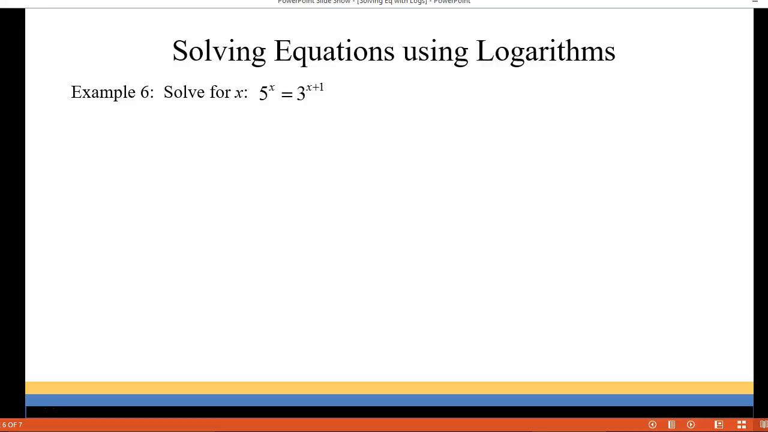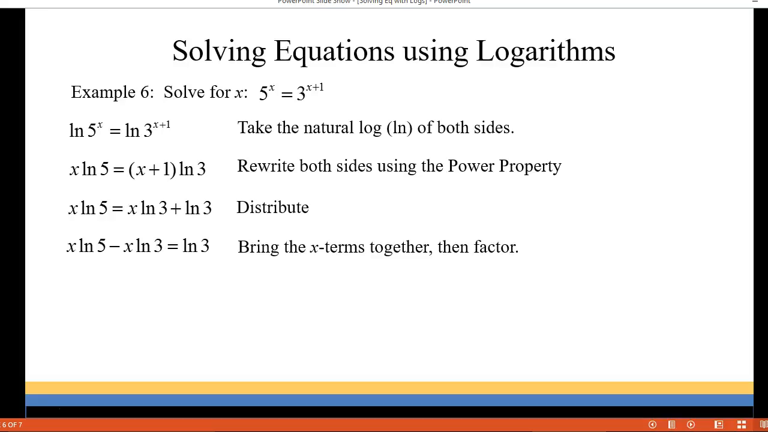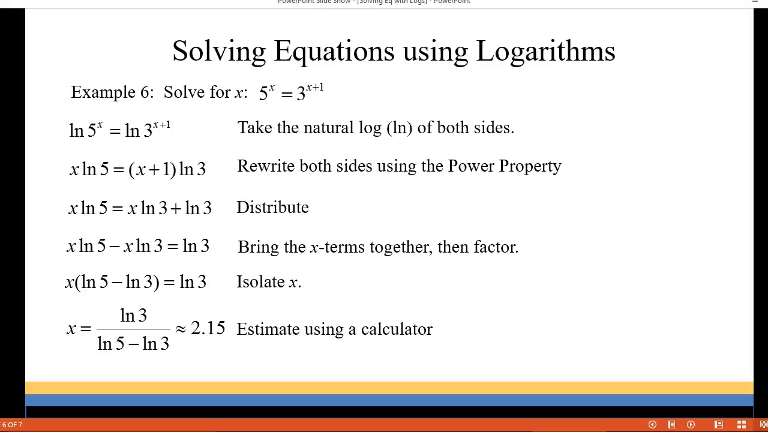For this example, we have 5 to the x equals 3 to the x plus 1. In this case, both sides have exponents that are variables, and we're just going to take the log of both sides. Then use the power property on both sides, so we have x log 5 equals x plus 1 log 3. Then I distributed the log 3, and now I'm going to bring my x terms together and factor out the x. Now divide by what x is multiplied by. Estimate that answer in your calculator. I got about 2.15, and of course check your work.